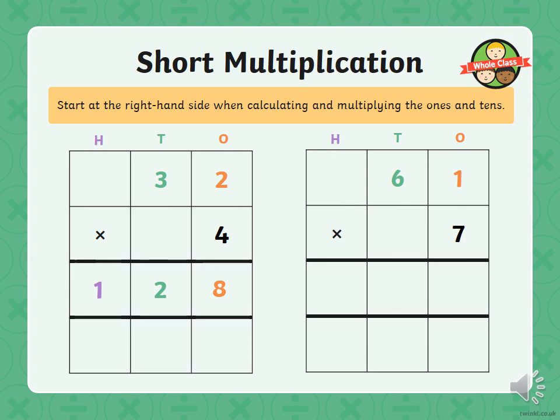61 times 7. So what's the first thing that we do? Well done. We do 1 times 7. It's ones, so it's single. It's not a 10. So 1 times 7 is 7. And then we move on to the next column, which is the tens column. So 6 tens are, well done, it's 60. 60 times 7, or we could do 6 times 7, which is 42. Well done. And then the 4 goes into the hundreds column, because 60 times 7 is 420.